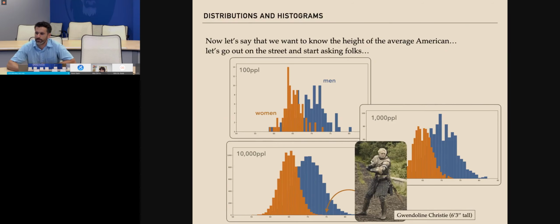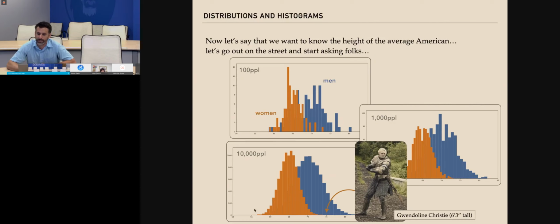And for you out there that are fans of Game of Thrones, there's Gwendoline Christie, who's quite an outlier as far as female height. She's very tall, and you can imagine that hiring an actor that tall is like finding somebody in 1,000, right? In 10,000, right? It takes about 10,000 to find somebody that tall. So she's quite an outlier.